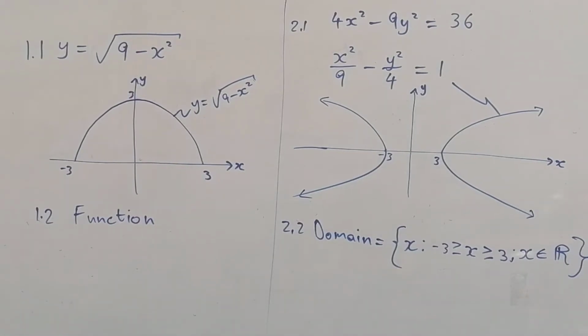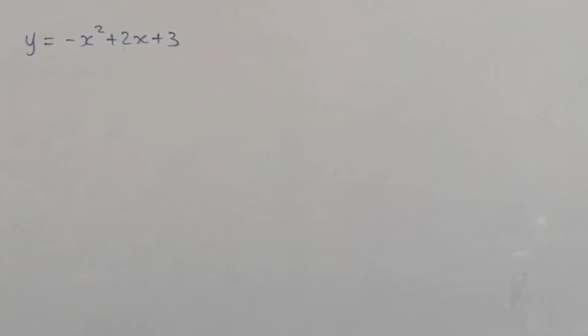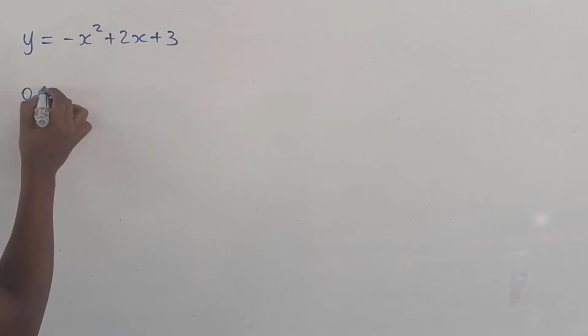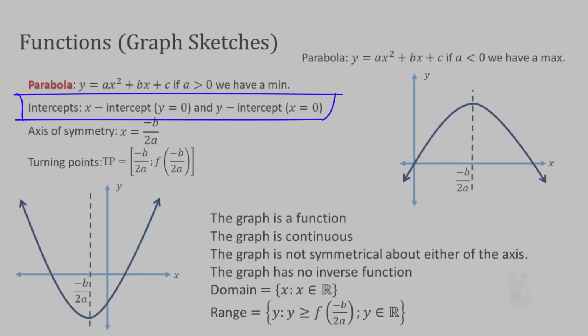Sketch the graph of y is equal to negative x squared plus 2x plus 3. As you can see, this is a parabola by nature. This one has a negative a value. So the a value, if it's negative, means it is a maximum. For the x-intercept, we need to make y equal to 0, and then we solve. You can either solve using the quadratic formula, or you can choose to use factors. Here I am using factors.